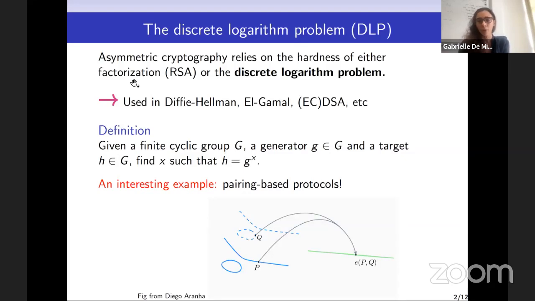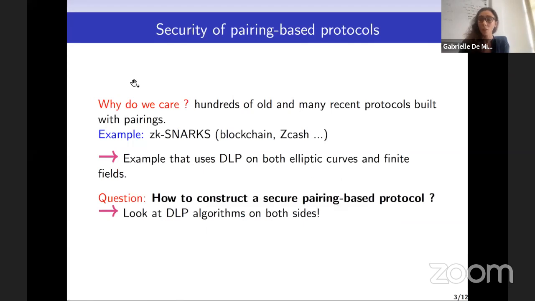In this work, we were motivated by an interesting example that uses the hardness of DLP, which is pairing-based protocols. So why do we really care about pairing-based protocols? Well, first of all, they've been used. There are quite a lot of protocols, old ones and more recently in blockchain, for example, zk-SNARKs. What is interesting with pairings when looking at the hardness of DLP is that we want to have the hardness of DLP both on elliptic curves and on finite fields. These pairings, which I'm not really defining, are bilinear maps from a product of groups to a target group. In order for a pairing to be secure, we want the discrete logarithm to be hard, and this comes from the definition of the groups that we have.